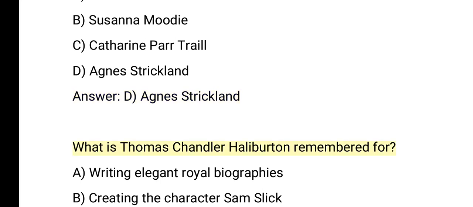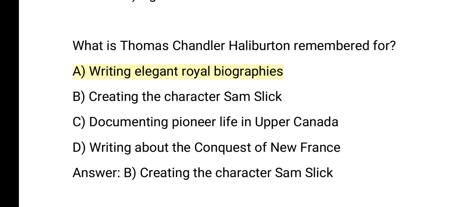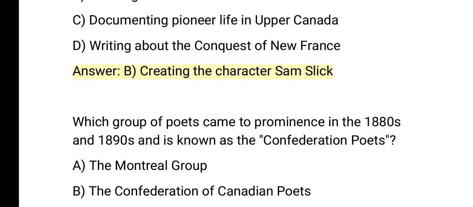What is Thomas Chandler Haliburton remembered for? A. Writing elegant royal biographies. B. Creating the character Sam Slick. C. Documenting pioneer life in Upper Canada. D. Writing about the conquest of New France. Answer. B. Creating the character Sam Slick.